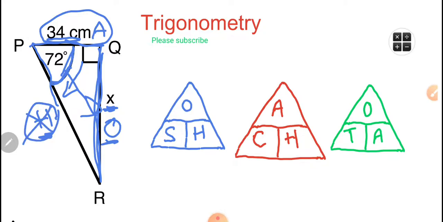So looking at our trigonometry pyramids, which one do we need? We need one with adjacent and opposite. This has adjacent but it doesn't have opposite, so we can't use this one. This one doesn't have adjacent, although it has opposite, so we can't use this one. This one has adjacent and opposite, so this is the one we will be using.